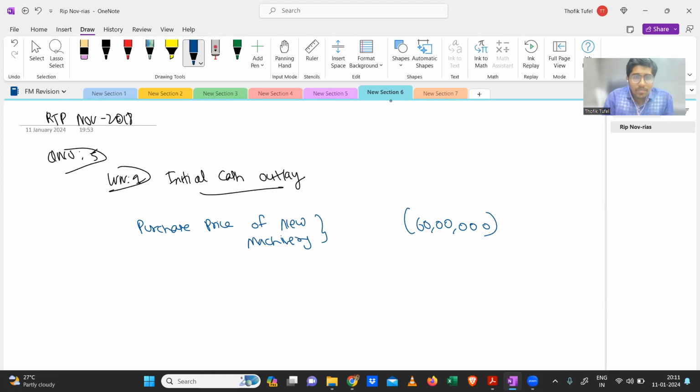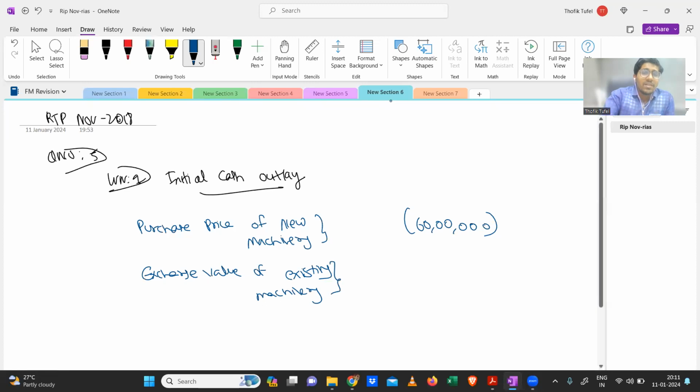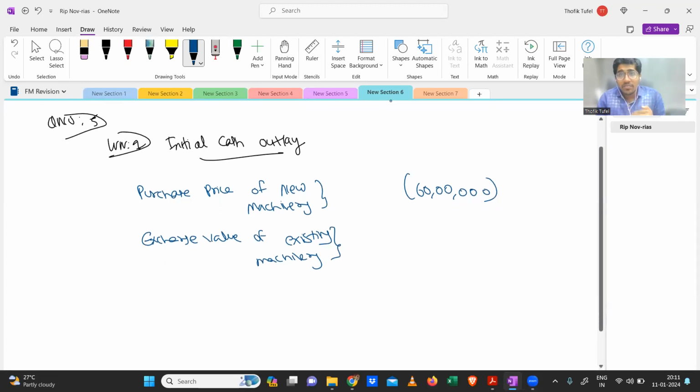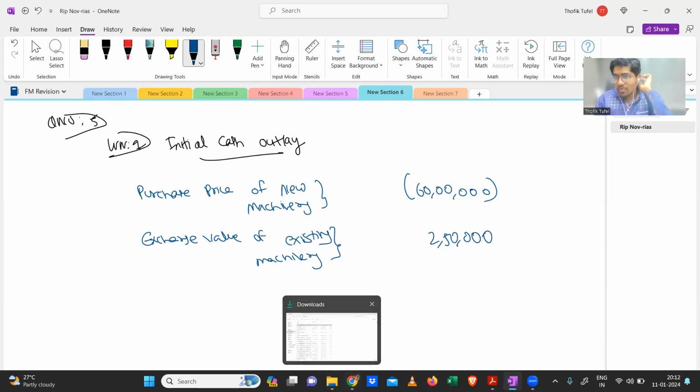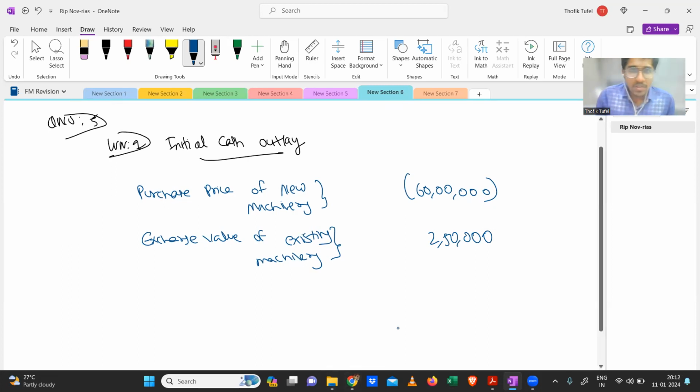Second one, it would be the exchange value of existing machinery. I'm exchanging the machinery and I'm receiving 2,50,000 for it. So how much am I receiving? 2,50,000 rupees is the amount that I'm receiving.